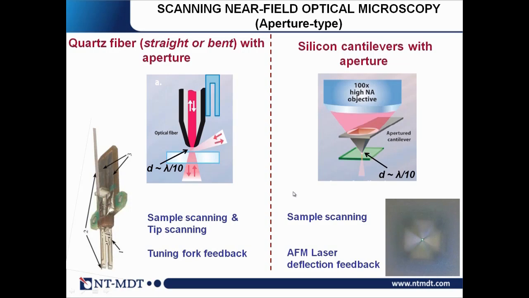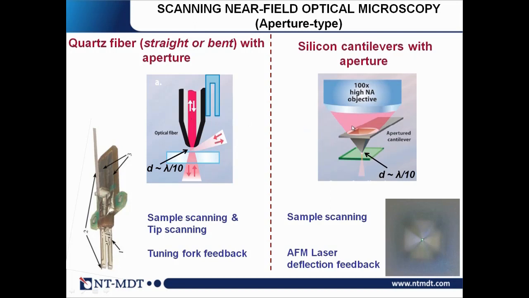So first of all, NT-MDT is producing all types of SNOM probes. These are quartz SNOM fibers, etched fibers with a small aperture in the metal coating at the end that produces sub-diffraction limited resolution optical imaging. We produce such quartz fibers for different wavelength ranges, started from 400 nanometers and finishing with almost 1.8 micrometers. They're successfully used in all this wavelength range. We do tip and sample scanning in this SNOM configuration, and tip scanning is important for many plasmonics and other applications when you don't want to move the sample.